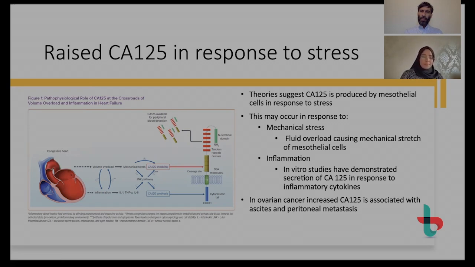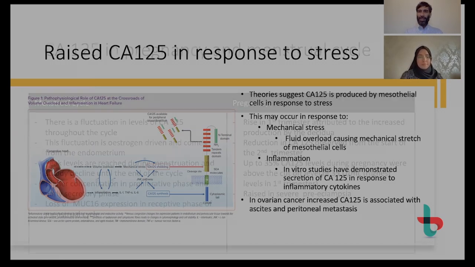It's interesting because inflammatory stress can cause overexpression of CA125, and mechanical stress can cause them to shed. Yeah. And I think it is a combination of both that can raise CA125 in the blood. And I think this is the same for pleural effusion and for ascites, because of both mechanical and inflammatory stress, you can see raised CA125 in the blood.